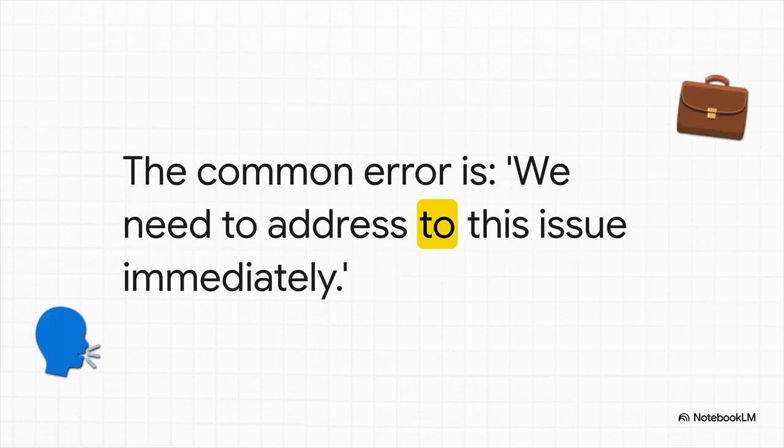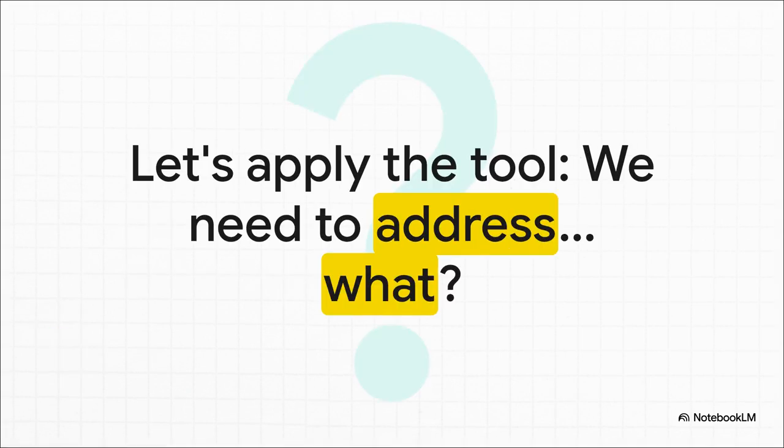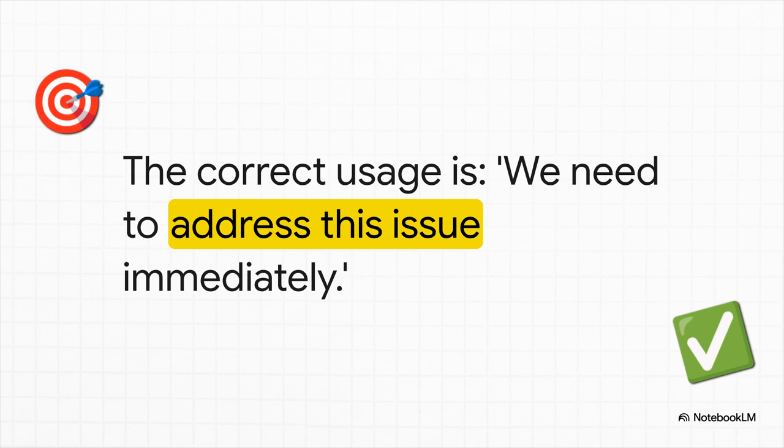We need to address to this issue immediately. Now, everyone knows what you mean, but we can make it sound so much more professional. By now, you know the drill. Let's run the check. The verb is address, so we ask, we need to address what? And of course, the answer is this issue. And there you have it. The action of addressing goes directly to this issue. No little helper word needed. We need to address this issue. It just sounds stronger, more decisive.